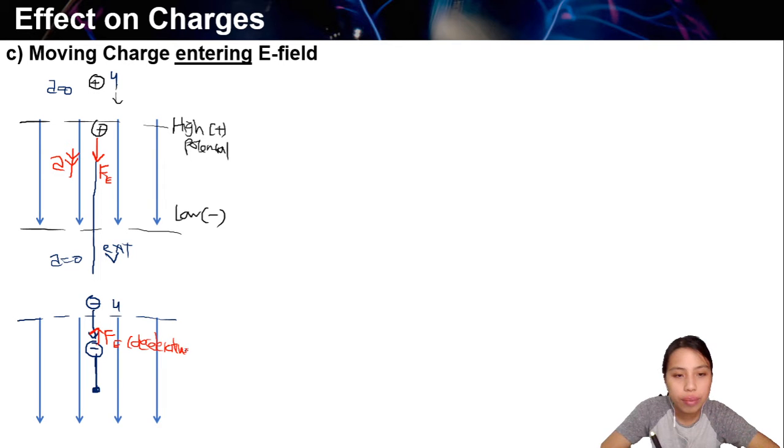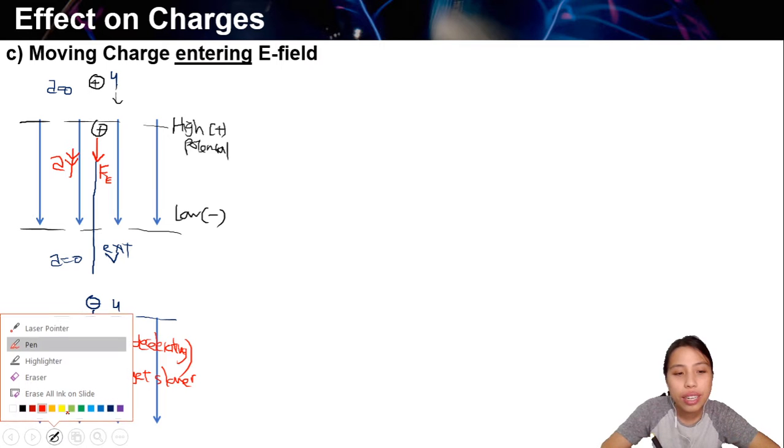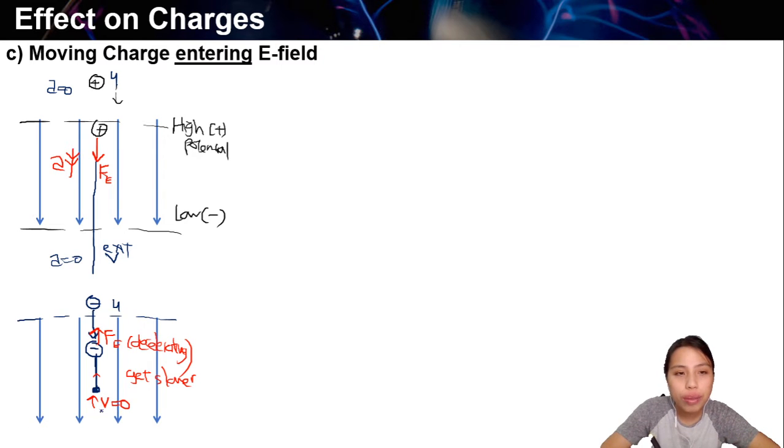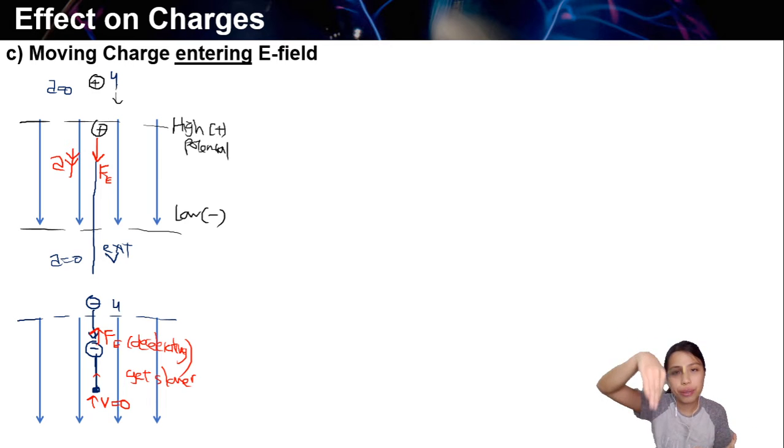Decelerating. And that's getting slower and slower. And we know for sure there will be at some point where the final velocity is 0. Stop already. Then it might go back up, because the force is still acting on it. So that's the difference between a positive charge and a negative charge entering an electric field.